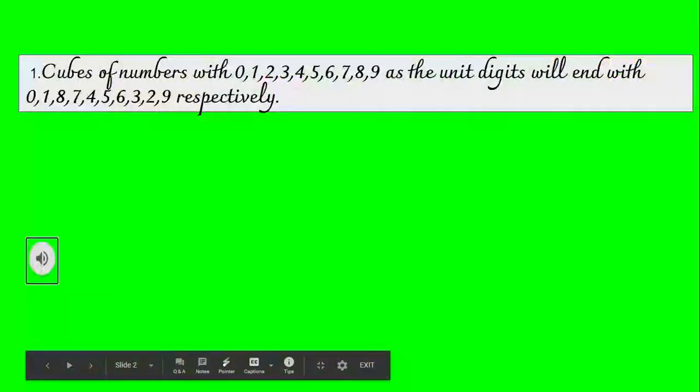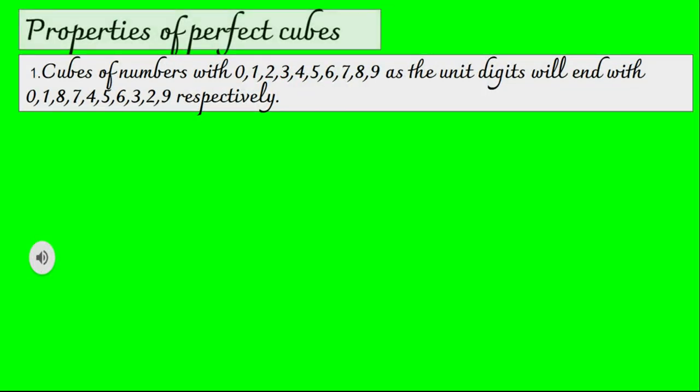So let's start our next topic, that is properties of perfect cubes. These numbers are special, isn't it? We already discussed the cube numbers, so they also have some special properties. So we can see the first property.